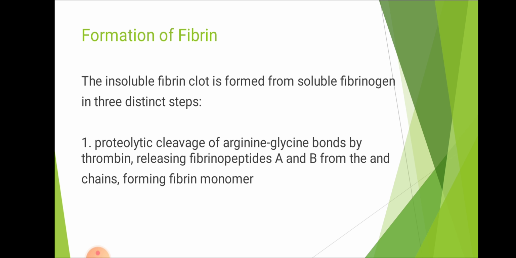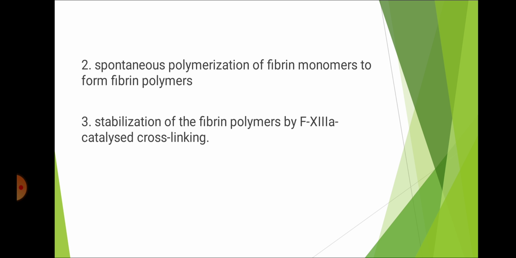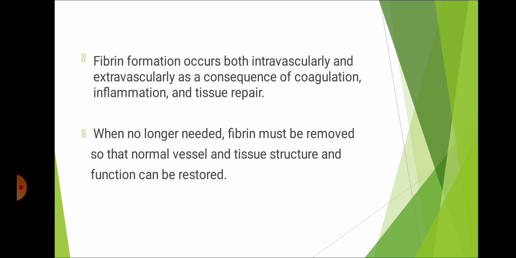Formation of fibrin. The insoluble fibrin clot is formed from soluble fibrinogen in 3 distinct steps. First step is the proteolytic cleavage of arginine and glycine bonds by thrombin, releasing fibrinopeptides A and B from the chains, forming fibrin monomer. Then there is spontaneous polymerization of fibrin monomers to form fibrin polymers. Then there is stabilization of fibrin polymers by factor 13A catalyzed cross-linking.